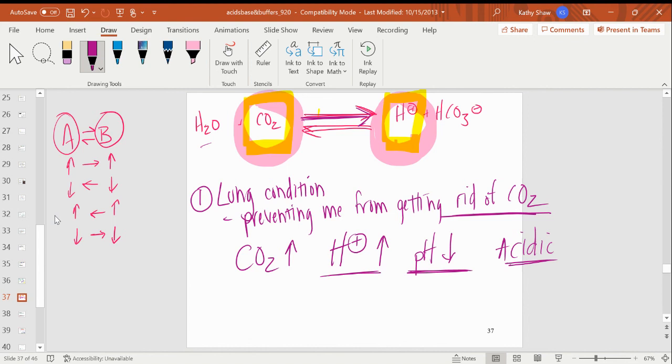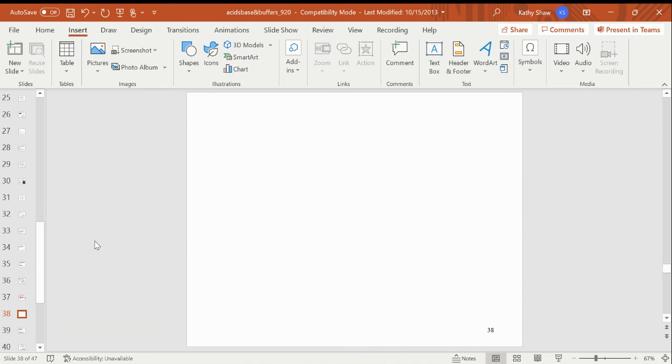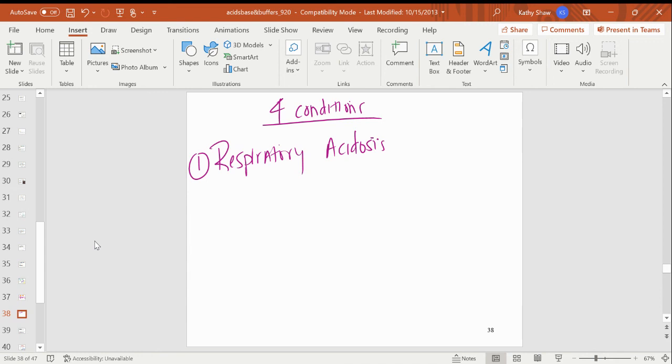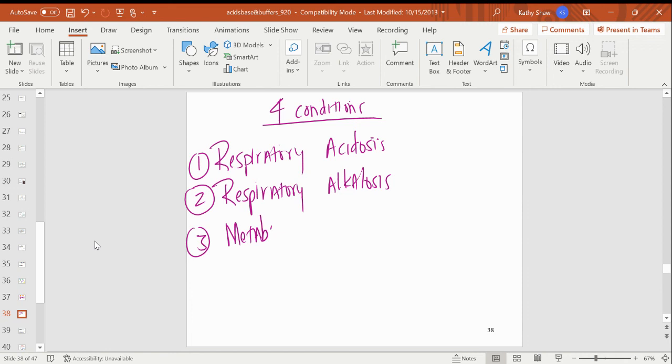So we're going to have four things you've got to figure out, or kind of put the pieces together. And let's do another slide with that. So the four conditions we're going to look at are this. You're going to have respiratory acidosis. You can have respiratory alkalosis. You can have metabolic acidosis. You can have metabolic alkalosis.